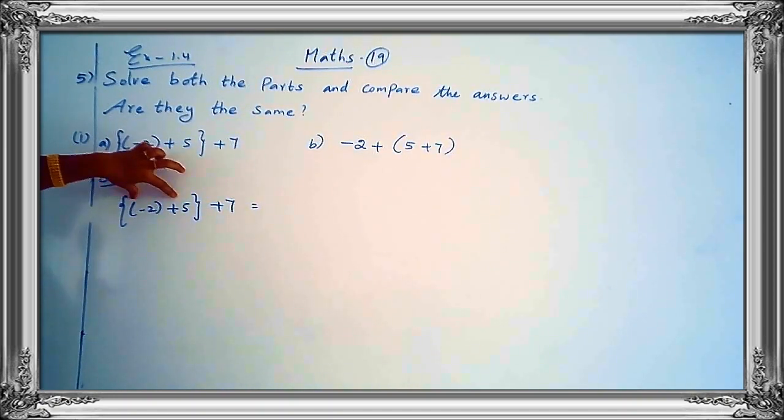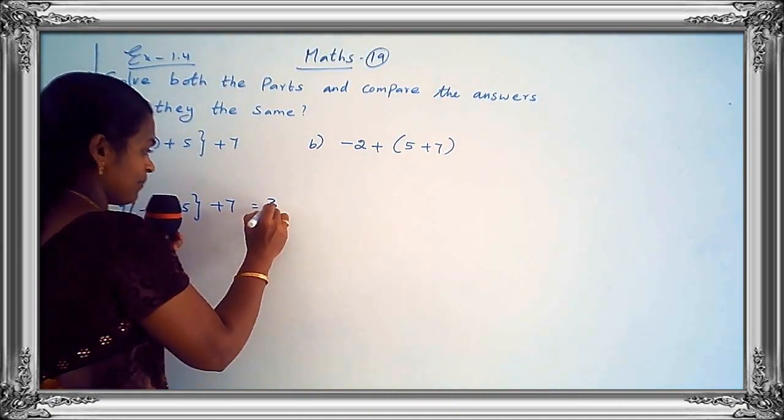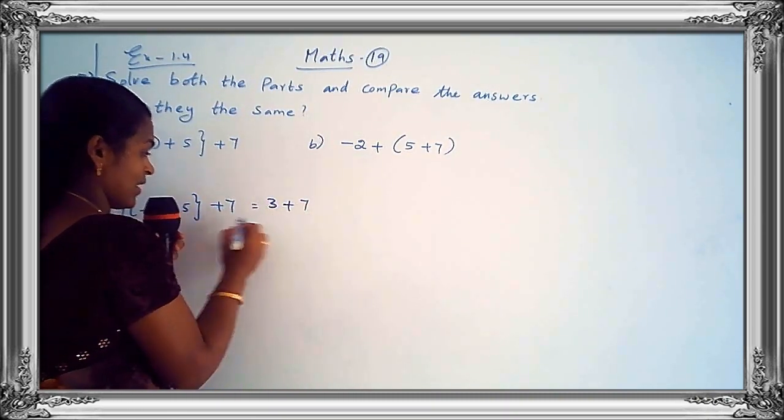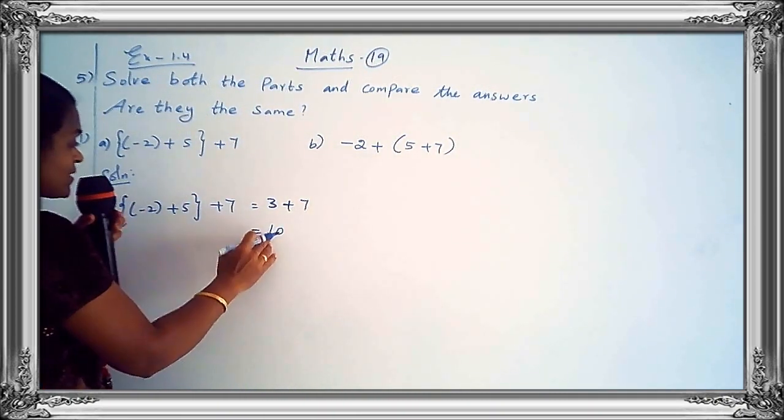Right? Here what is there inside the bracket? Minus 2 plus 5. What is the value of minus 2 plus 5? 3. Yes children, if the integers have opposite signs, one positive and another negative, we find the difference and put the sign of the greater value. So minus 2 plus 5 is equal to 3. Then 3 plus 7 is equal to 10. So the A part answer is 10.